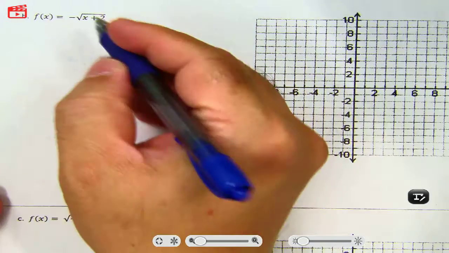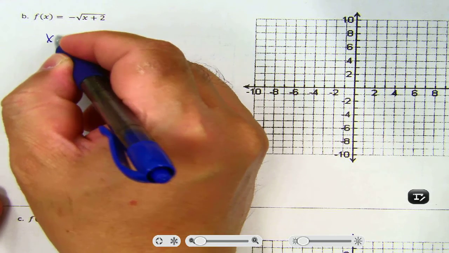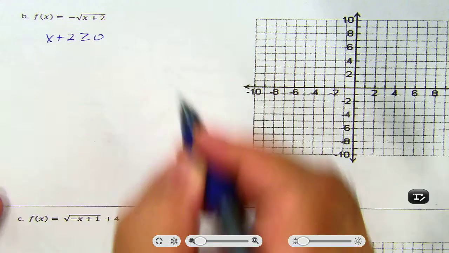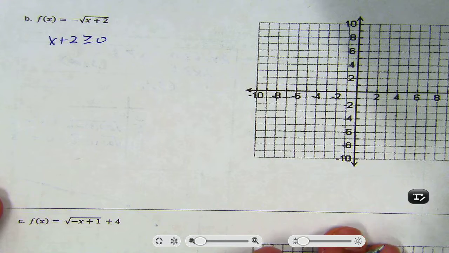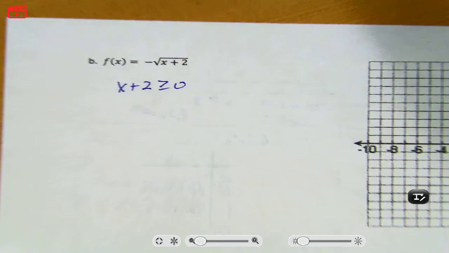Alright. So you remember you're starting with setting the inside greater than or equal to 0. That's the first thing you do. Set the inside greater than or equal to 0. Let's zoom in.